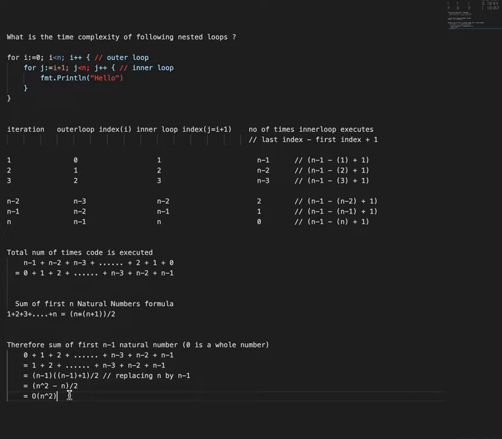Now, if we have to find the big O time complexity, it would be big O of n square.